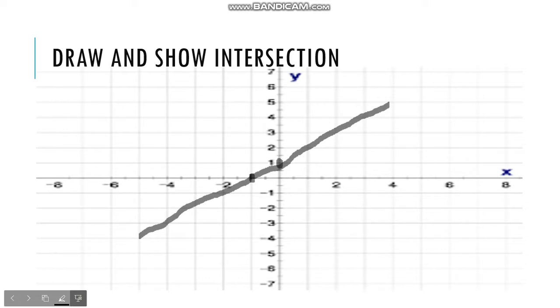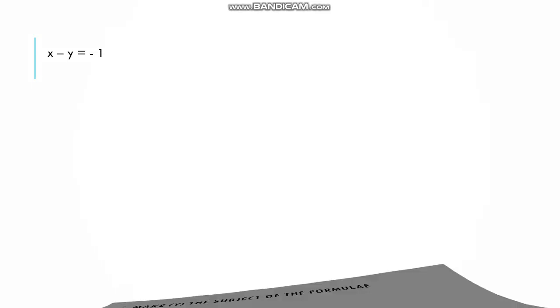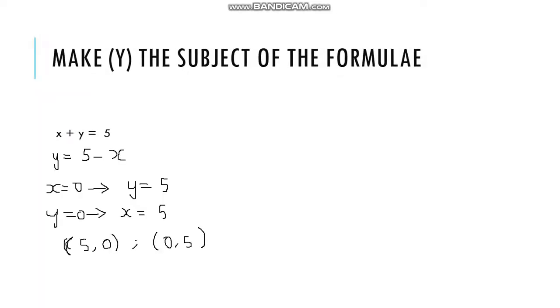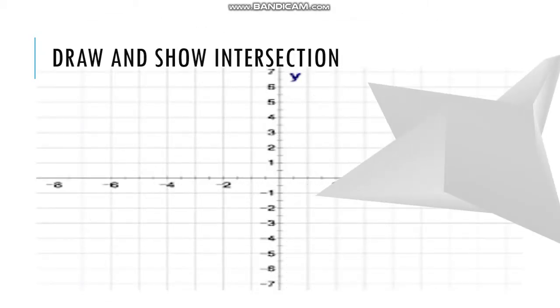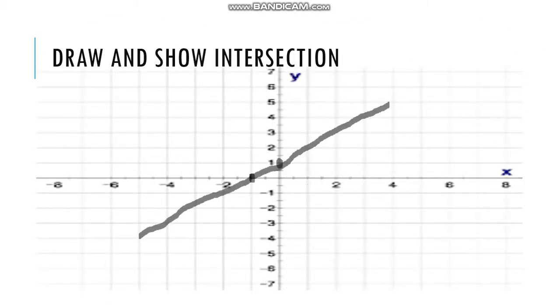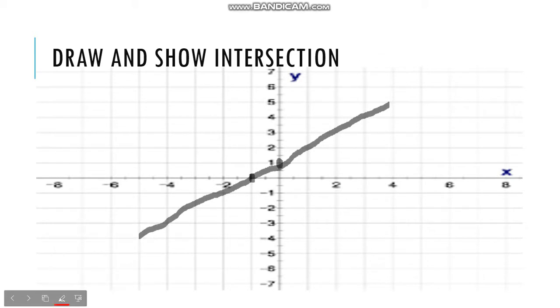This is my first or second for my second equation, and if we go back to this one, 5, 0 and 0, 5, if we change the color, 5, 0, which is here, while 0, 5 is around here, and we draw a straight line.